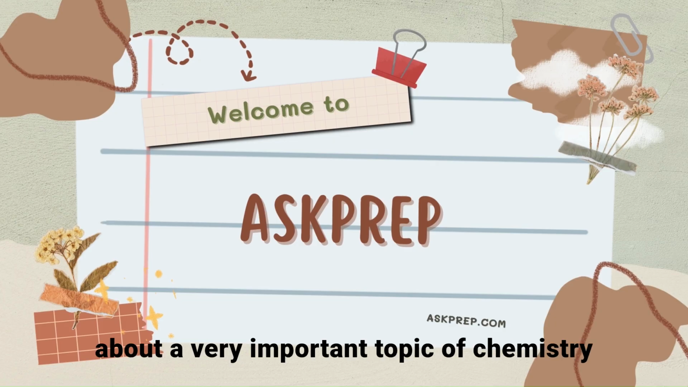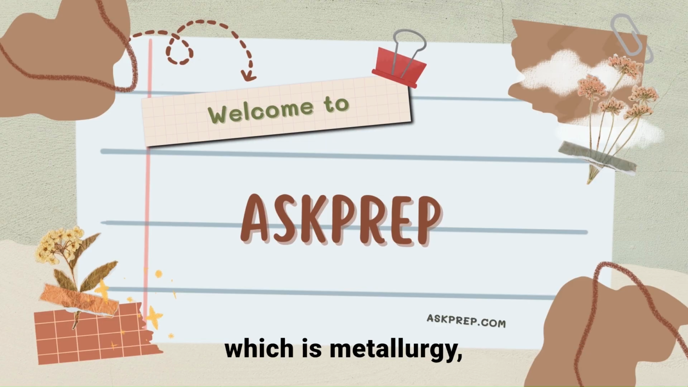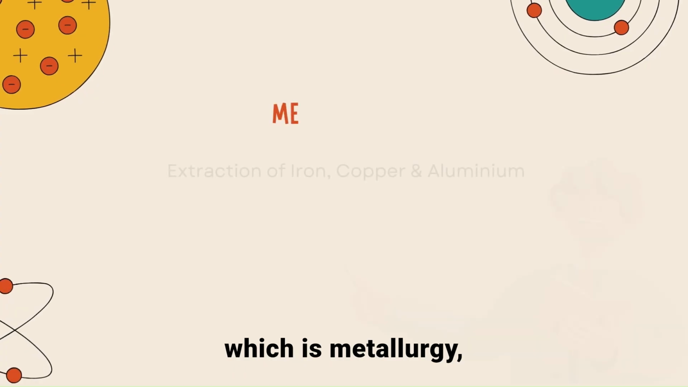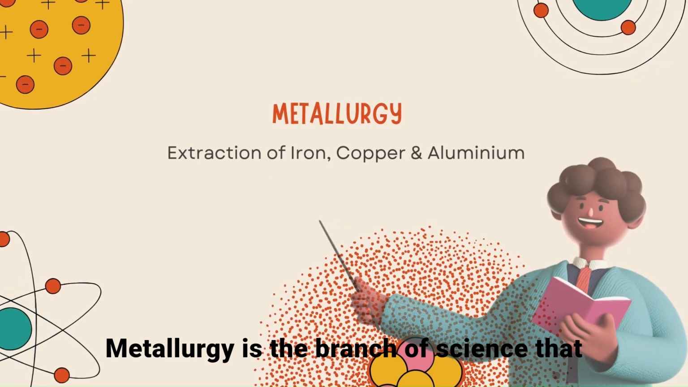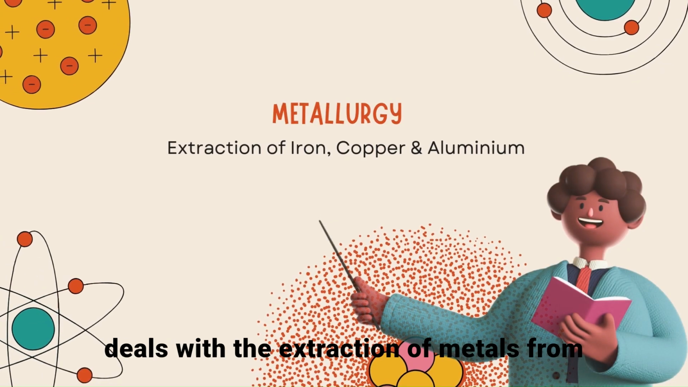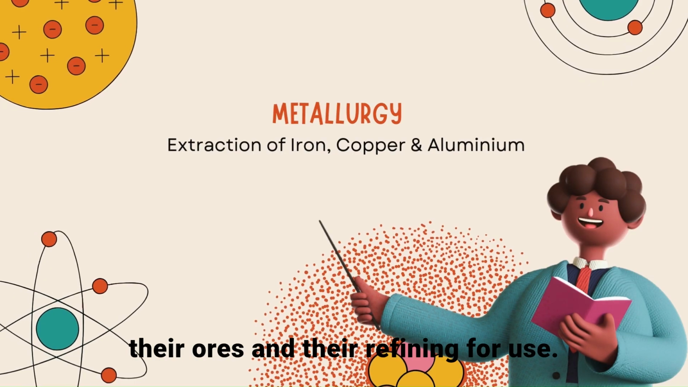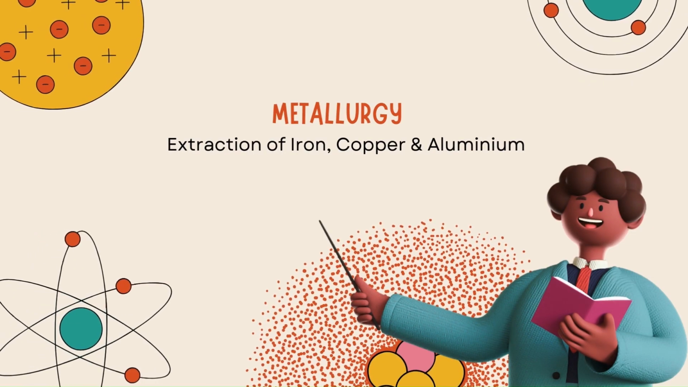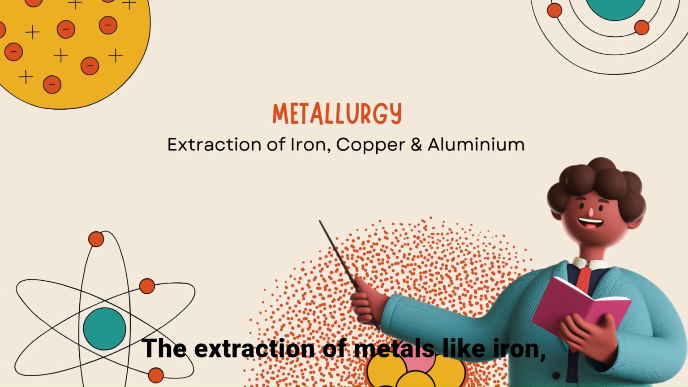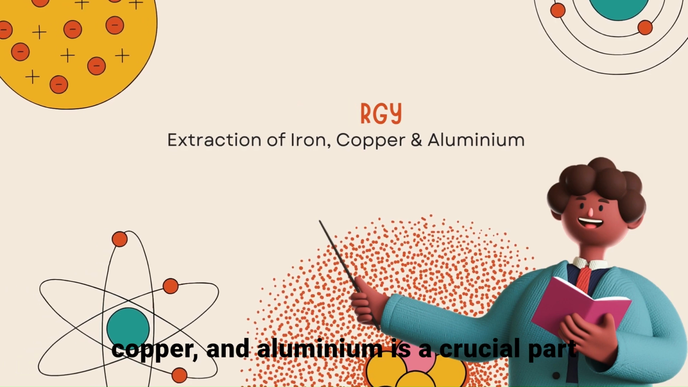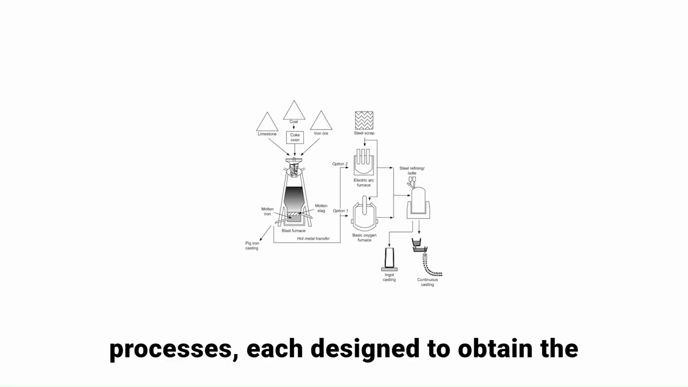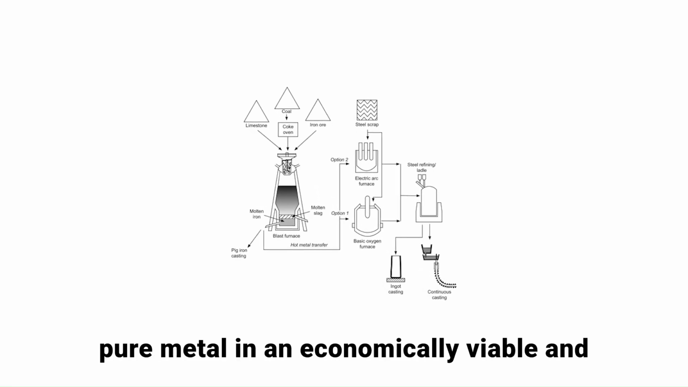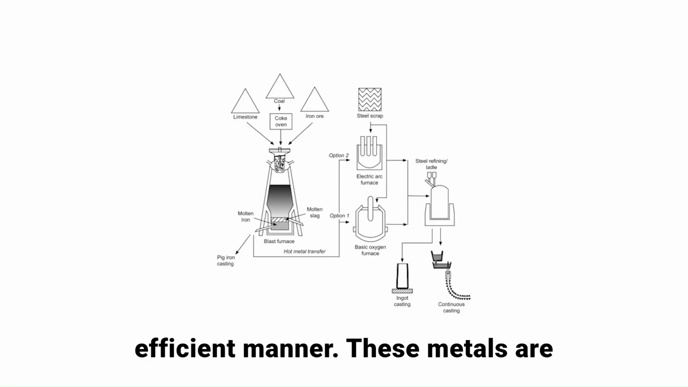Today we will study a very important topic of chemistry, which is metallurgy, extraction of iron, copper and aluminium. Metallurgy is the branch of science that deals with the extraction of metals from their ores and their refining for use. The extraction of metals like iron, copper, and aluminum is a crucial part of metallurgy and involves multiple processes, each designed to obtain the pure metal in an economically viable and efficient manner.